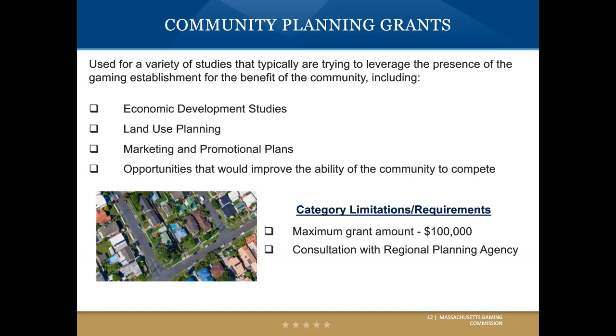And again, I think by making the hurdle a little lower to this, we should hopefully be able to see some good applications in this category. Again, maximum grant is $100,000. And we do ask that folks consult with their regional planning agency on some of these things. And also not particularly mentioned here, but we mention it later, collaboration with other communities. If someone was considering doing a marketing or a tourism plan, sometimes two or three communities working together might have a little bit more bang for the buck, or might have a further reach than maybe a single community doing it. So we always do encourage that.